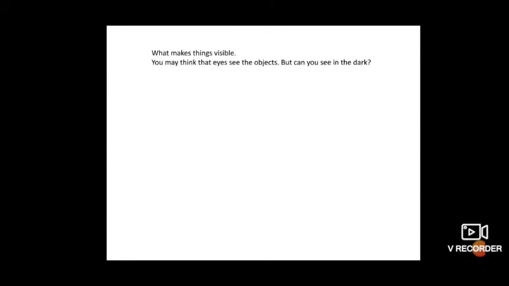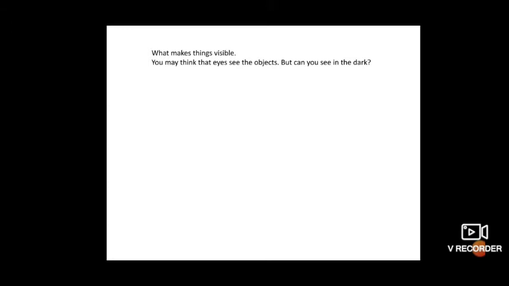First of all, what makes things visible? Have you ever thought how we see various objects? You may think that we see with our eyes, but can you see in the dark? No, right? We cannot see anything in the dark. This means that eyes alone cannot see any object. It is only when light from the object enters our eyes that we see the object.